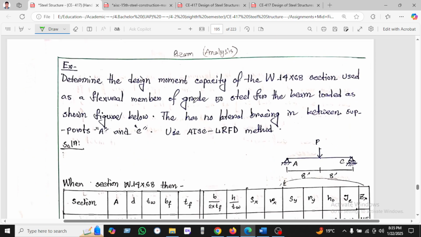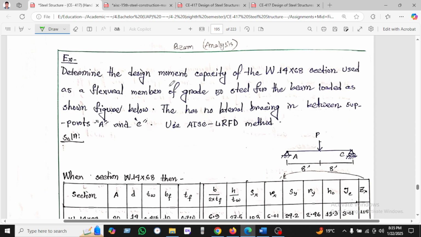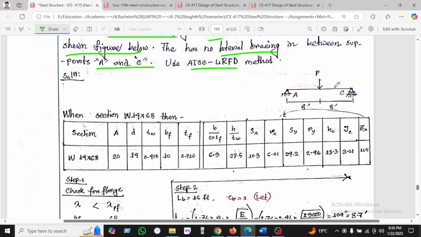Now we'll calculate another analysis of a beam. Determine the design moment capacity of a W14x64 beam section used as a flexural member in grade 50. The beam section is shown below, and there is no lateral brace between support A and C, so use the LRFD method. So you can see here the section which is selected, W14x64.